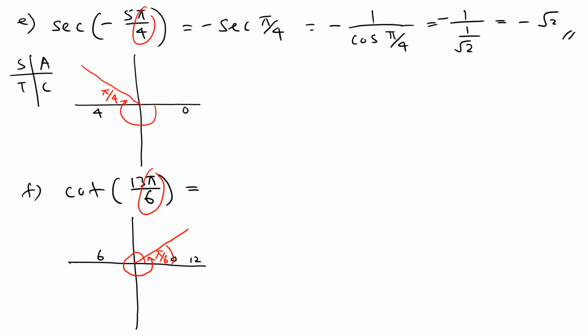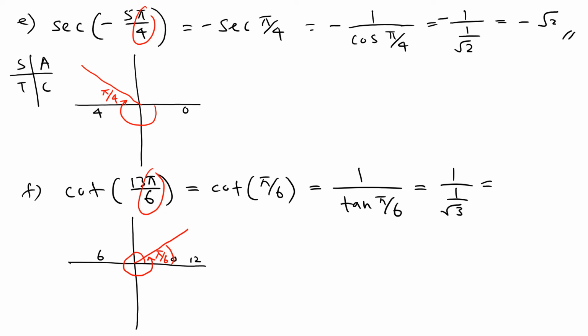So it's a cotangent. Actually, it's a first quadrant, so all positive. So this is cotangent of the reference angle. Cotangent is 1 over tangent, and then this is 1 over square root 3 from the table. So that means this is square root 3. So let's go to the next one. We have G, which is we're going to find cosine of negative 2 pi over 3.